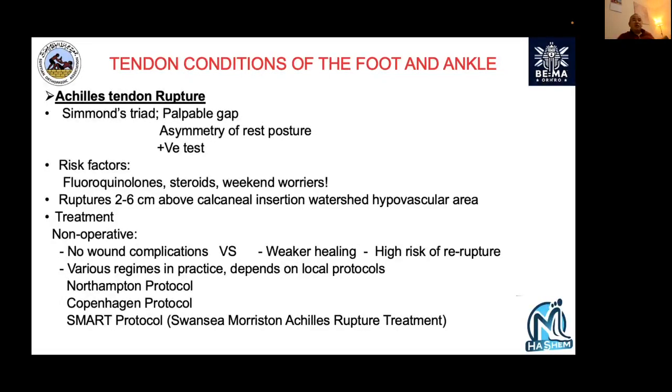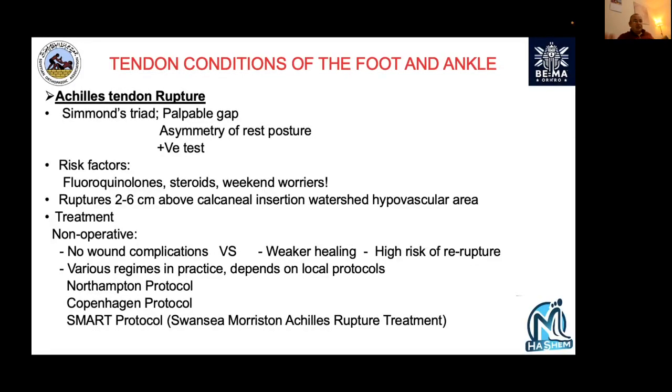Number 2, patient on long-term steroids. Number 3, patient on a recent course of quinolones, because all 3 of them make the tendon weaker and prone to rupture. Rupture will happen again at the same area, 2 to 6 centimeters from the insertion.